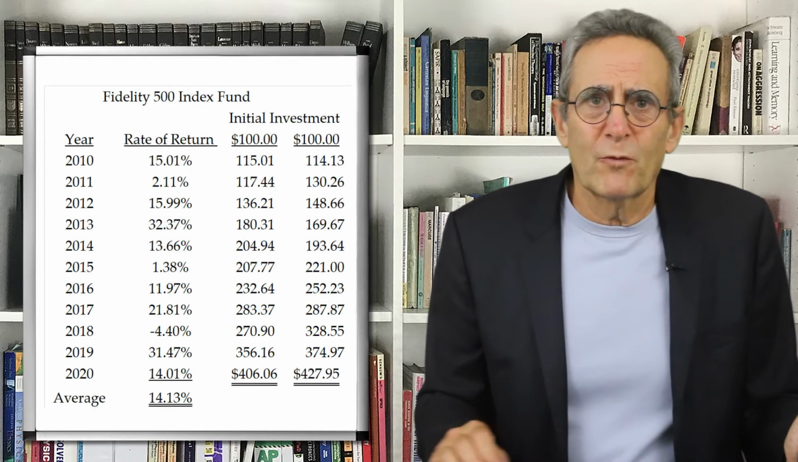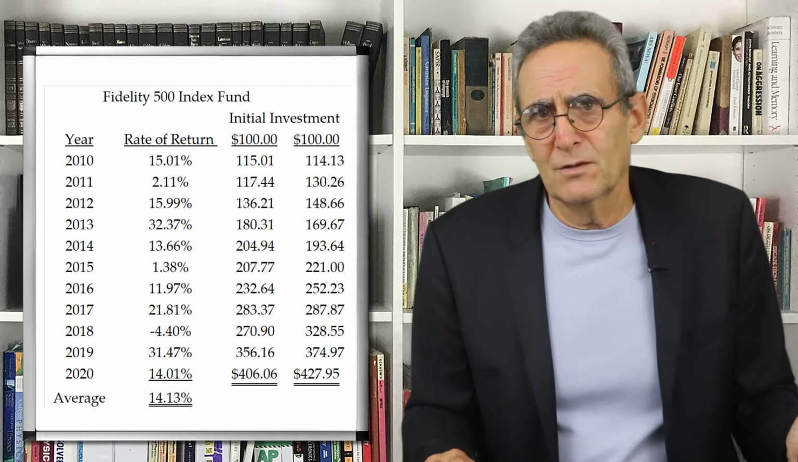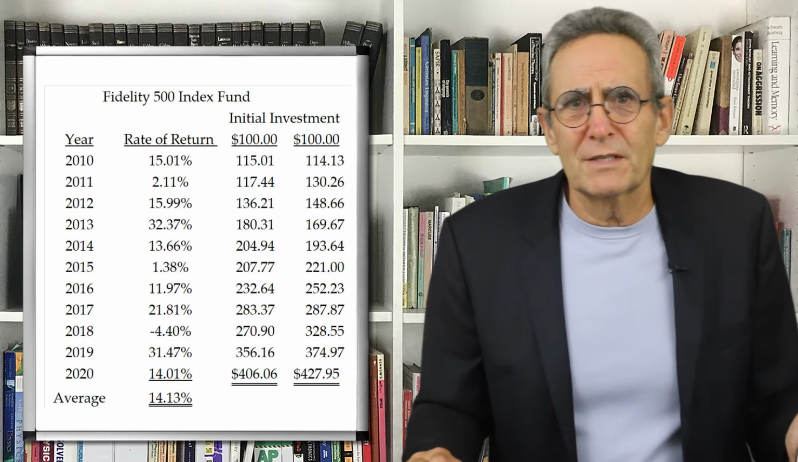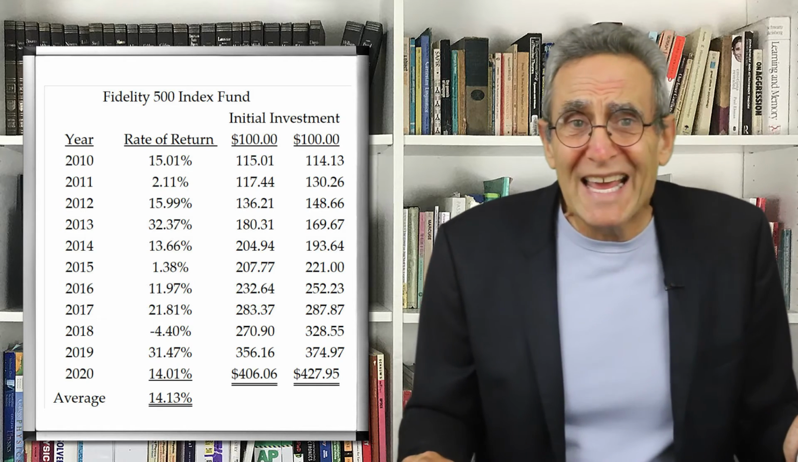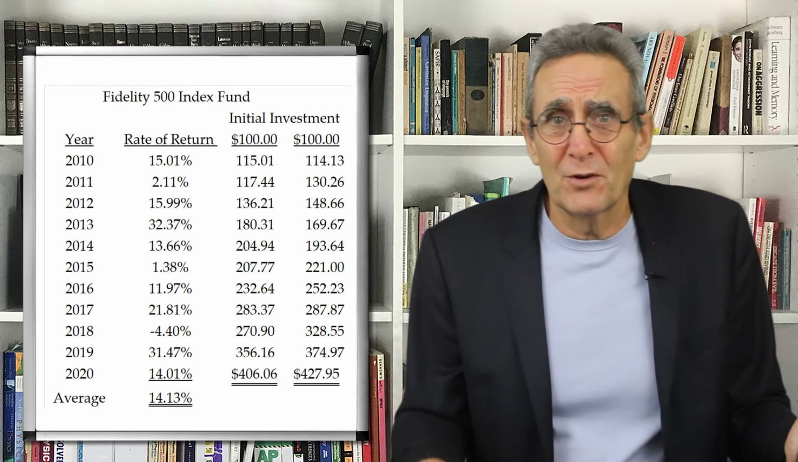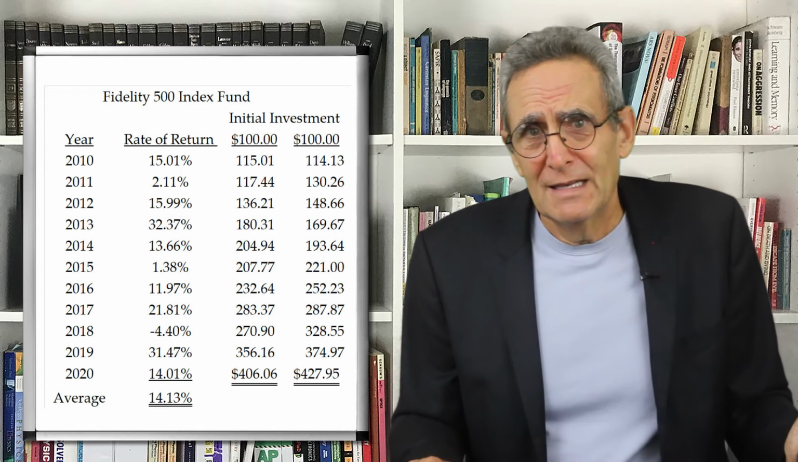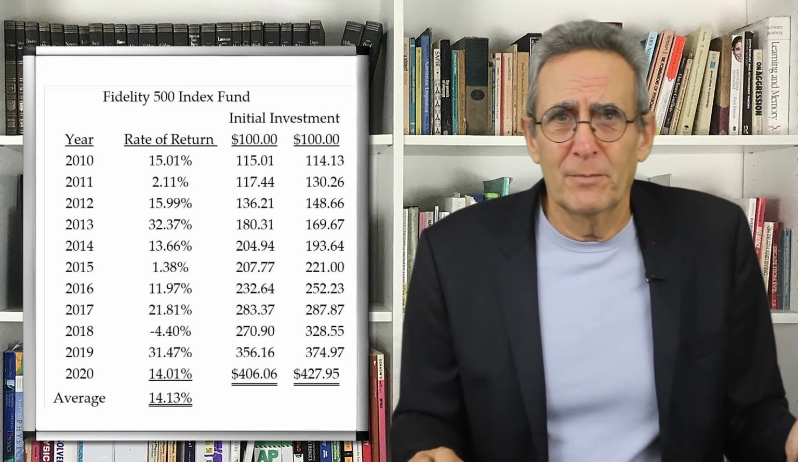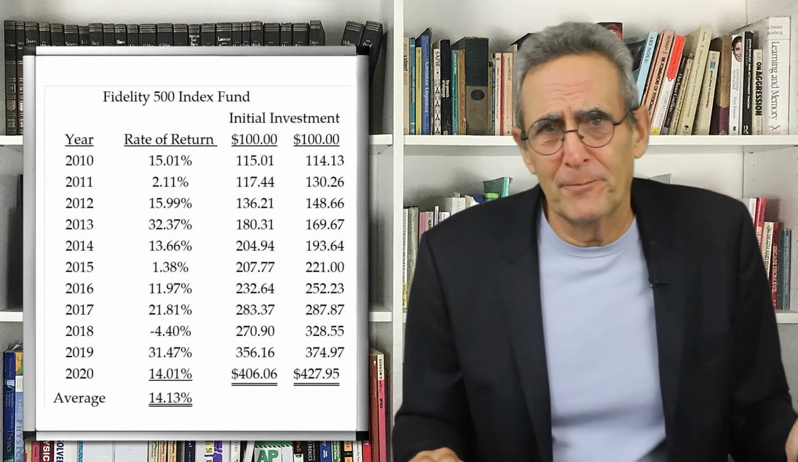Well, suppose they choose an equity index fund as their investment vehicle. As an example, let's consider the Fidelity 500 Index Fund. Here is the annual performance of the fund from 2010 to 2020. You can see that the year-to-year returns vary significantly from a low of negative 4.4% to a high of 32.37%. This table also shows the average rate of return over this 11-year period to be 14.13%.